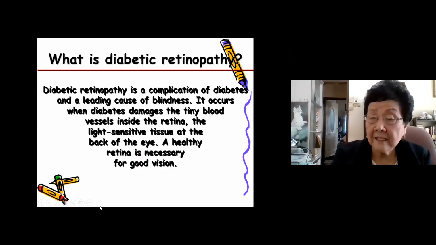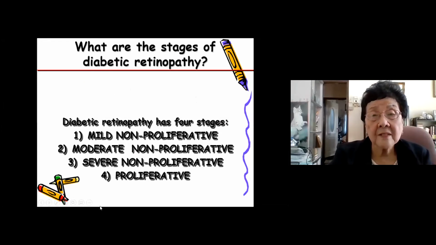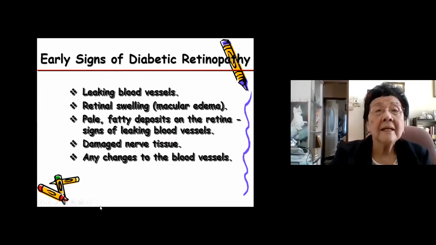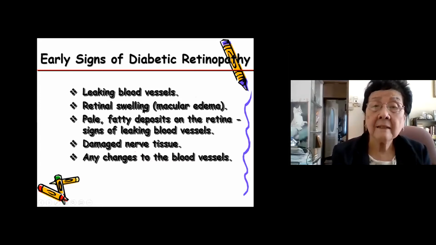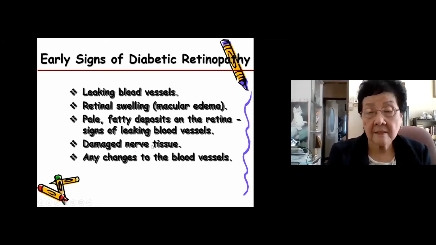And a healthy retina is necessary always for good vision. What are the stages? They are usually mild, moderate or severe. And the early signs are because of leaking of the blood vessels, which you will see later in the pictures that I show. There is retina swelling, there are pale deposits, damaged nerve tissue, and many changes to the blood vessels.